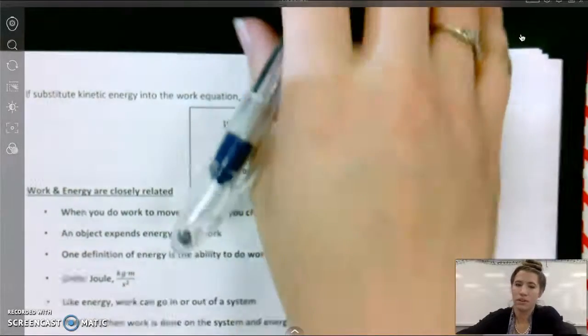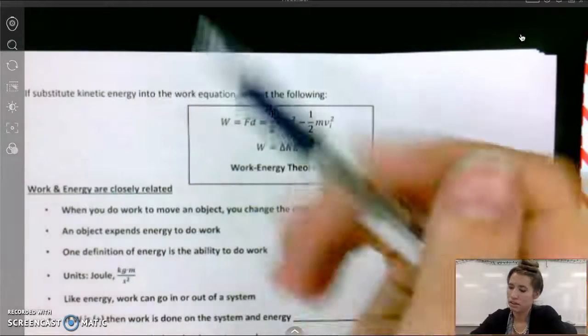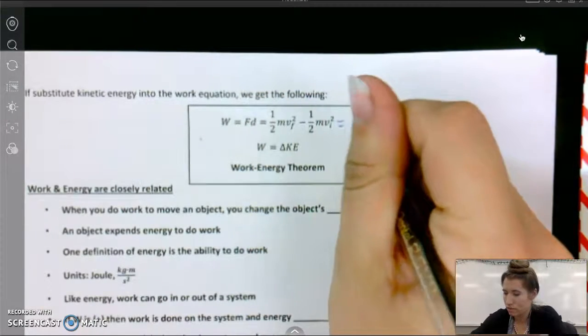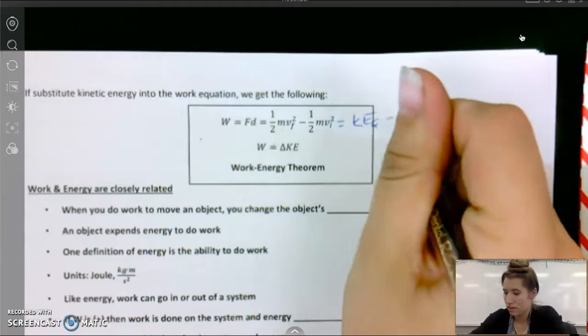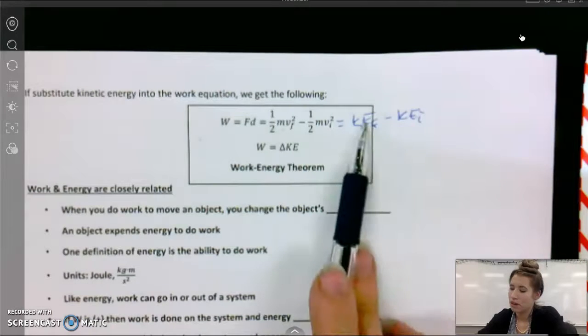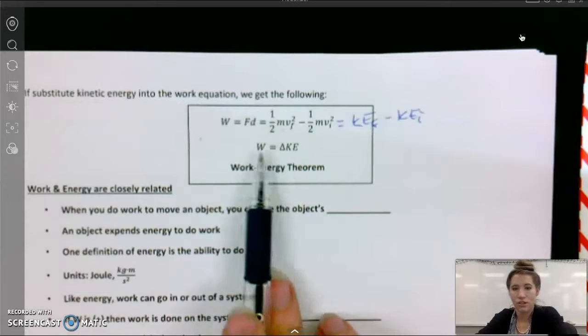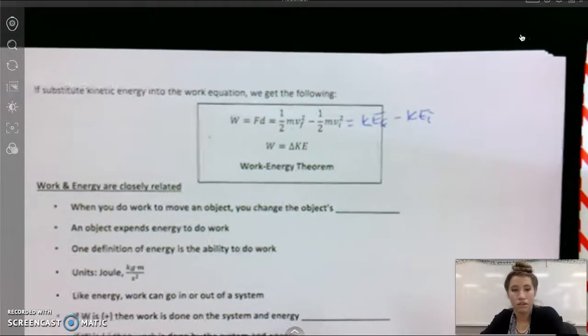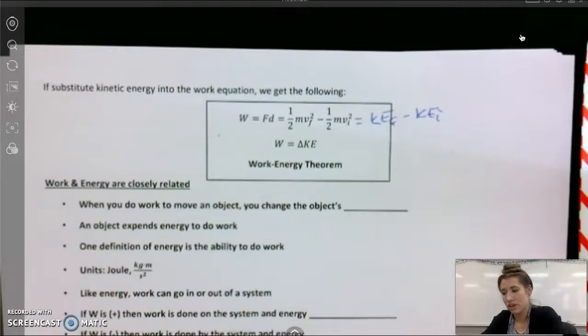So this would be kinetic energy final minus kinetic energy initial. And so final minus initial is just the change in. So work is equal to the change in kinetic energy. And the work energy theorem tells us that if we have a change in energy, not just kinetic energy, but a change in energy, then we have work.